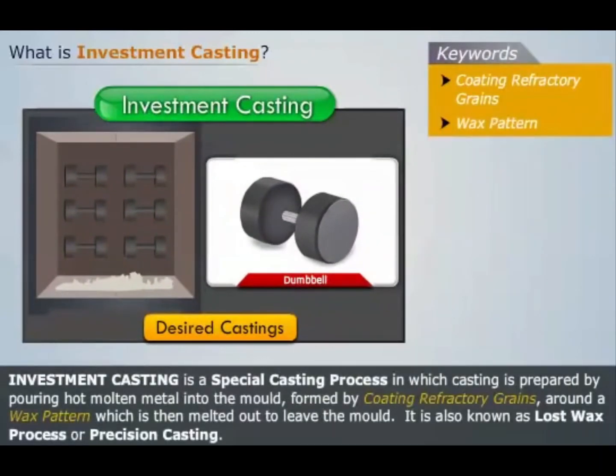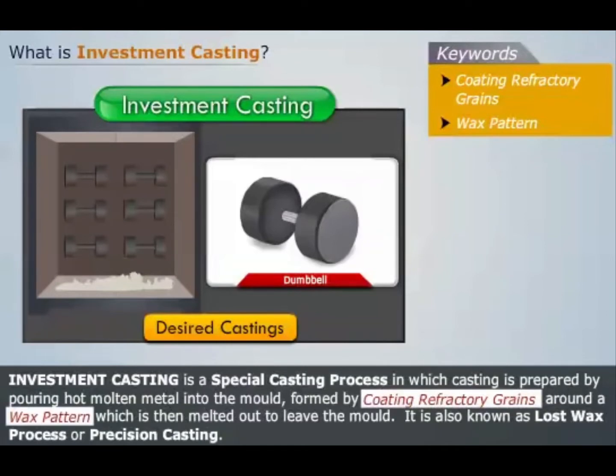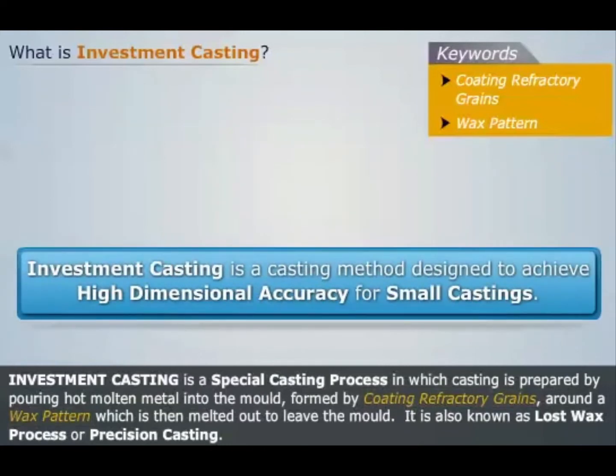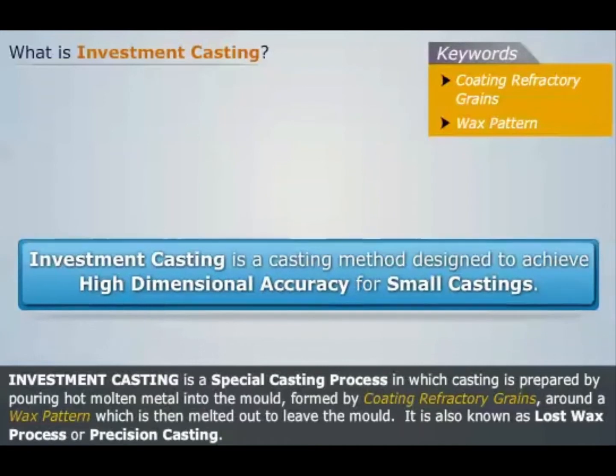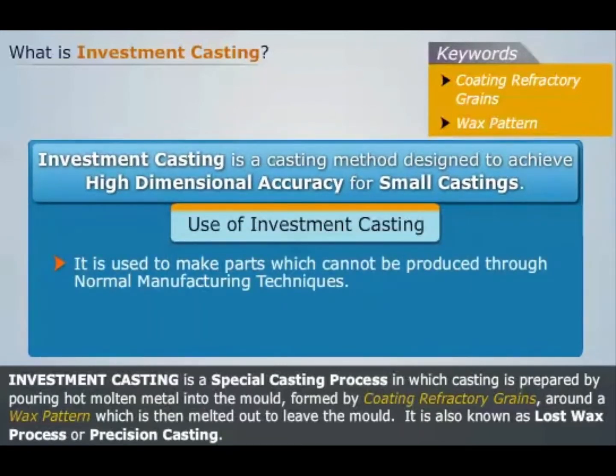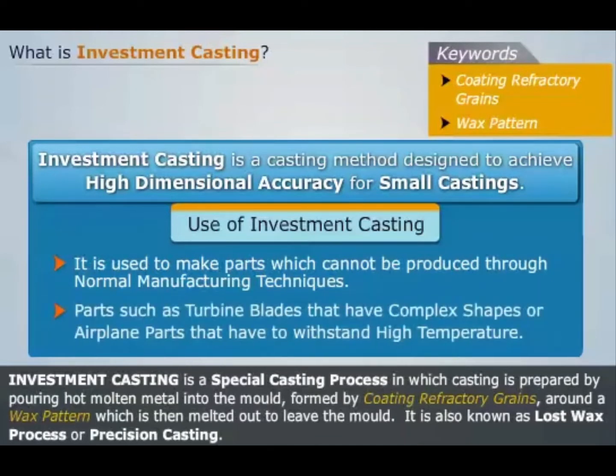Thus, investment casting is a special casting process in which casting is prepared by pouring hot molten metal into the mold, formed by coating refractory grains around a wax pattern, which is then melted out to leave the mold. It is also known as the lost wax process or precision casting. Investment casting is a casting method designed to achieve high dimensional accuracy for small castings. It is used to make parts which cannot be produced through normal manufacturing techniques, such as turbine blades that have complex shapes or airplane parts that have to withstand high temperature.